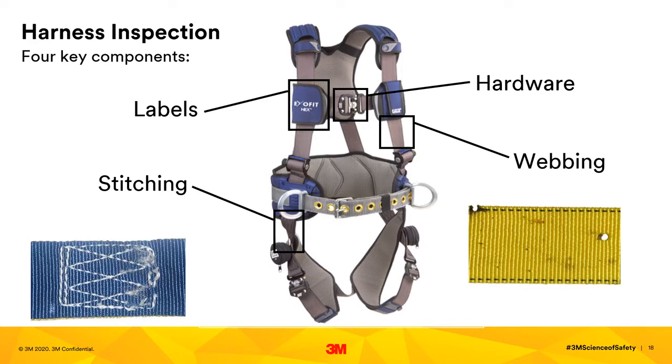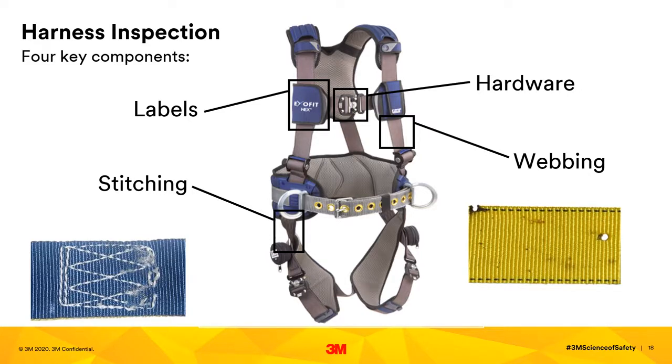You should check the 4 key components of a harness. Labels. Labels should be present and fully legible. Check the hardware. Make sure that it is free from rust, pitting, or corrosion. Make sure that the plastic components are not damaged, broken, or distorted. Check the webbing. Check for frays, cuts, tears, burns, abrasions, paint, or contaminants that conceal the fibers. Check the stitching. There should be no broken, loose, or missing stitches.